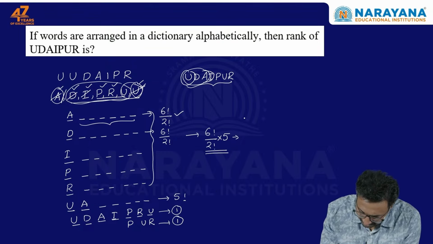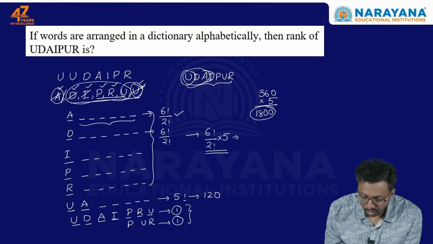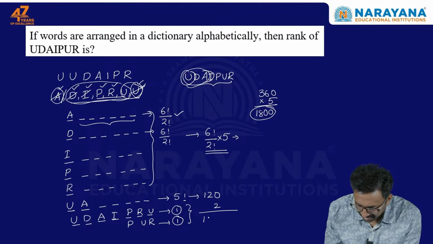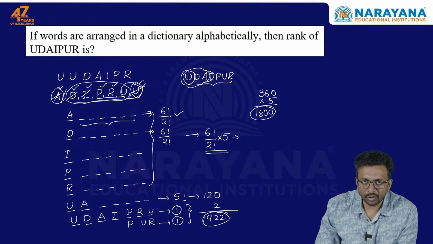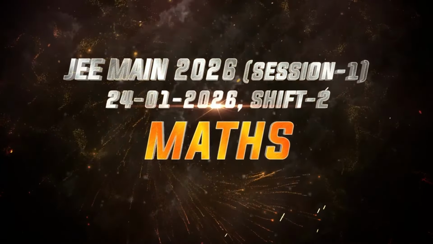So in total, if you calculate, 6 factorial is 720 by 2, 360 into 5. So you have 1800 words initially, then 5 factorial is 120, and then 2 words. So the total rank, as you can see, is 1922. So the rank of the word Udaipur will be 1922. Let's see some other questions from mathematics.